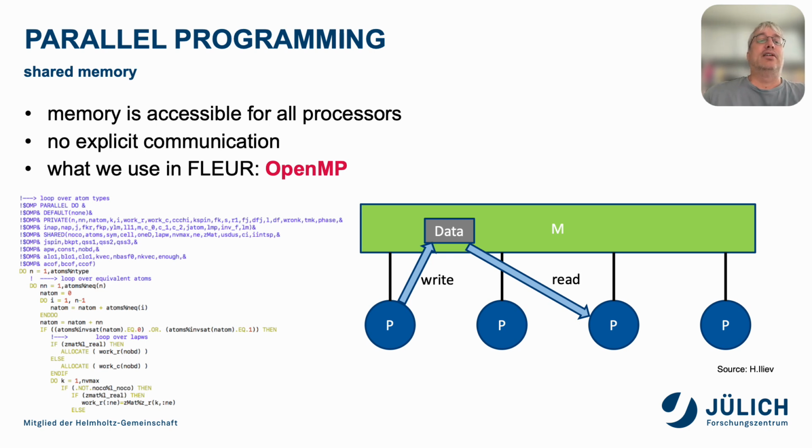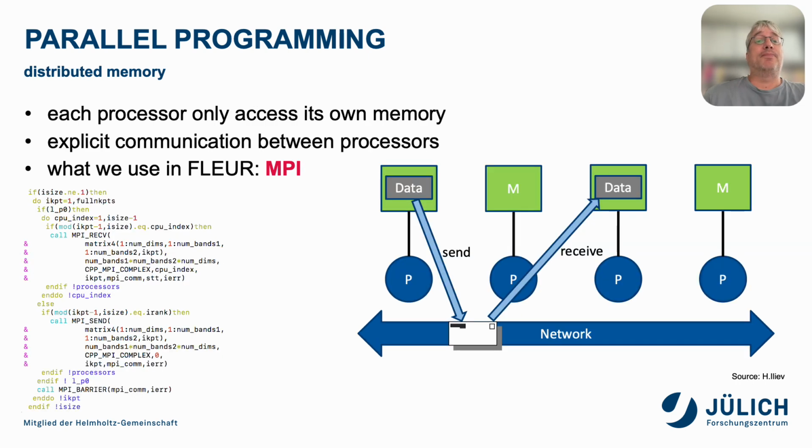It is done using pragmas. If you look at the code here, it looks a bit like this. And the advantage is, of course, there is no explicit communication really going on, because the data is transferred via the memory between the different processors. And so this can be a very efficient way of programming on a single node.